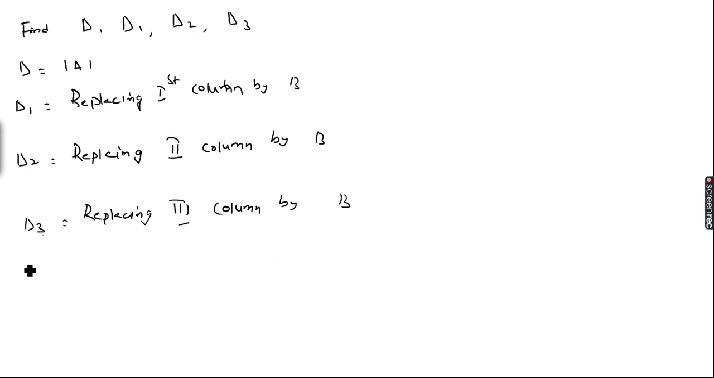And finally we need to find x. This x is nothing but delta 1 by delta, y is nothing but delta 2 by delta, and z is nothing but delta 3 by delta. So we need to find this x, y, z, that is delta 1 by delta, delta 2 by delta, and delta 3 by delta. So first we need to find the determinant.